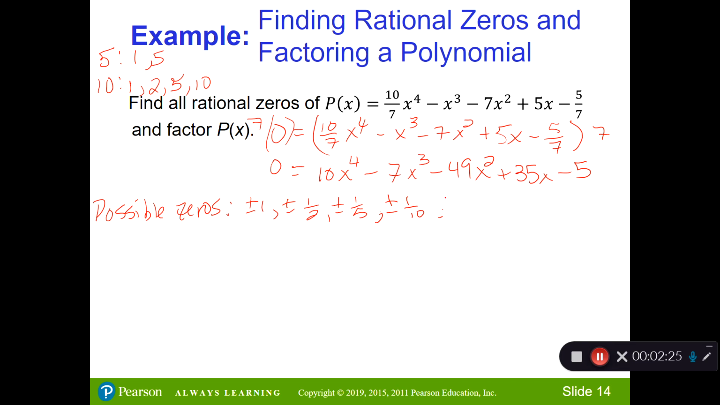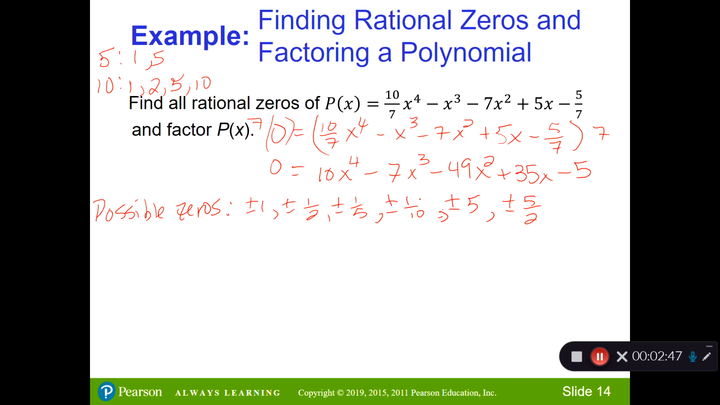5 over 1 would be plus or minus 5. 5 over 2 would be plus or minus 5 halves. 5 over 5 would be plus or minus 1, so we already got that. 5 over 10 would be plus or minus a half, so we already got that. So this is a complete list of all of the possible rational zeros.